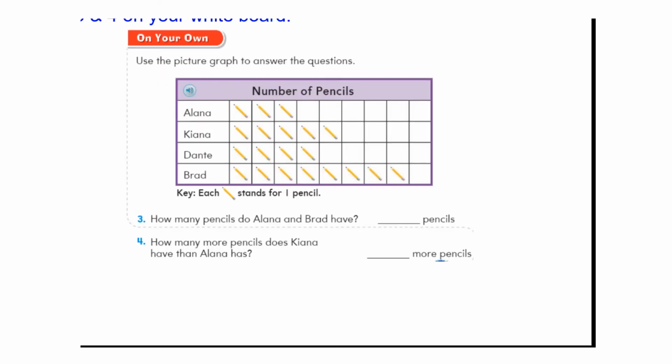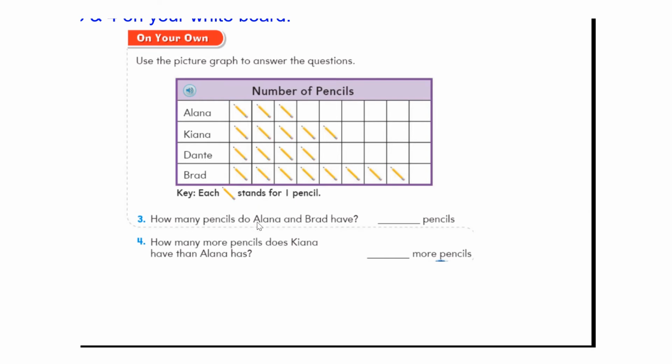So now we are going to look at picture graphs, which are fun because you get to put little pictures in the graph or read the little pictures. The title of this is number of pencils, okay? And down here are the people that were in the survey, and down here's the key. So each pencil, the picture of the pencil stands for one pencil.